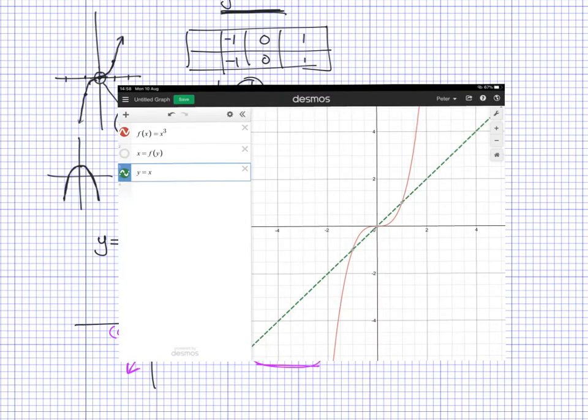Alright, now the last thing we'll look at before I get you to go and practice this is inverses of x cubed. So here's a graph of the red one being x cubed, the green line being y equals x, which is the 45-degree line. And I've hidden the graph of the inverse, so I'm going to show you how you can look at it and what it will turn into.